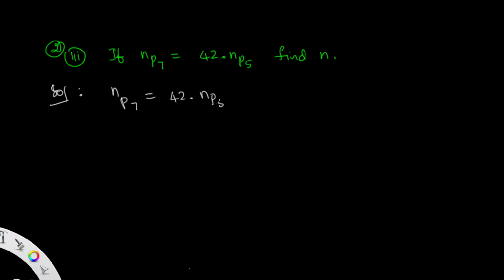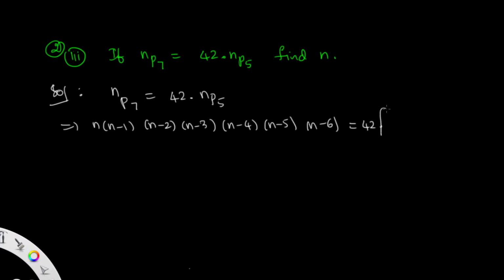42 into nP5. So nP7 is nothing but n into n minus 1 into n minus 2, starting with n and writing up to 7 terms. That means n minus 4, n minus 5 and n minus 6, equal to 42 into nP5, starting with n and writing up to 5 terms: n into n minus 1 into n minus 2 into n minus 3 into n minus 4.